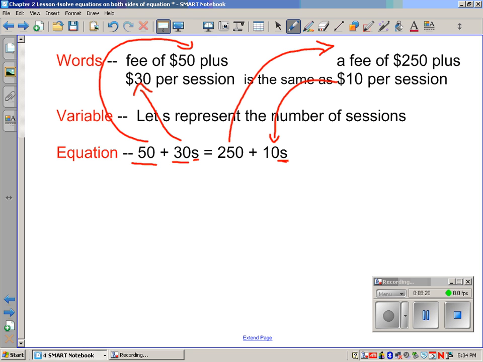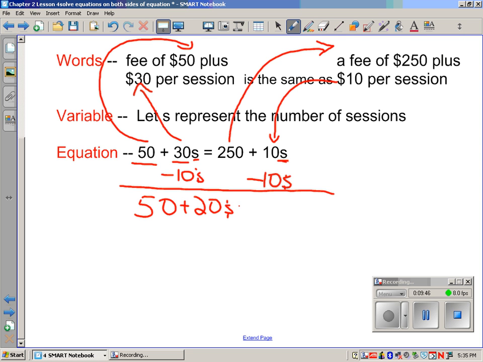Okay, let's get our variables on the same side. Let's look for our most positive, biggest coefficient, which again is we have 30 and 10. So 30 is the bigger one, so we're going to move the 10 over. We have a plus 10s, so we're going to subtract 10s from both sides. It's 50 plus 20s equals 250. And then these will cancel out.